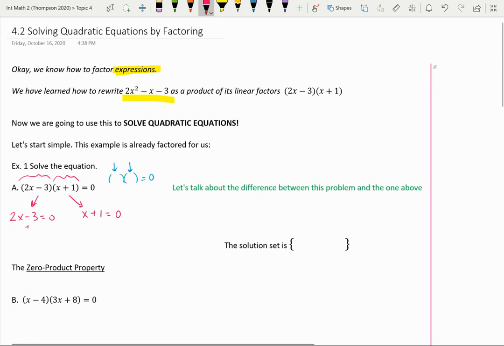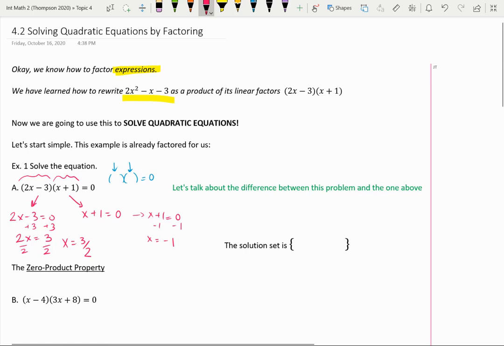2x minus 3 equals 0. I'm going to add 3 to both sides. And then to get x by itself, I have 2 times x. The inverse operation of multiplication is division, so I divide by 2, and I get x is equal to 3 halves. I'm going to take this over here and just scoot it over a little bit. x plus 1 equals 0. I'm solving for x, so I have to move the 1. How do I do that? I subtract it from both sides. Okay, so I get two values of x. So I get x is equal to negative 1 and x is equal to 3 halves.